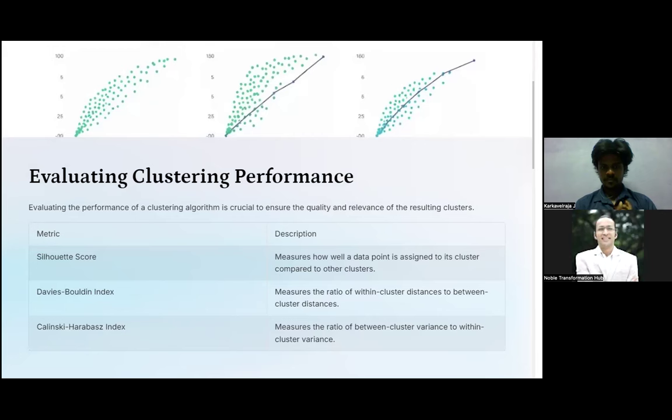It's like we talk about data, then we talk about metadata, and then we talk about sub-metadata. So between metadata and sub-metadata, what is the variance? You can understand it that way. So it measures the ratio between cluster variance and within-cluster variance. So we go from a meta to a sub-meta level.